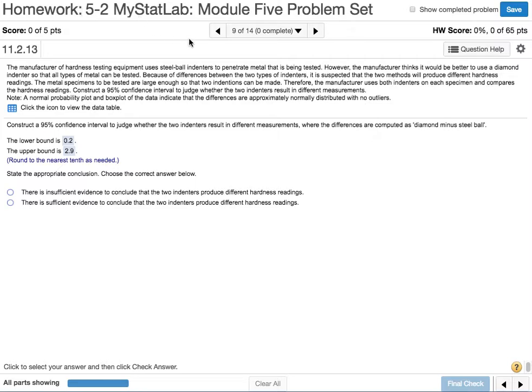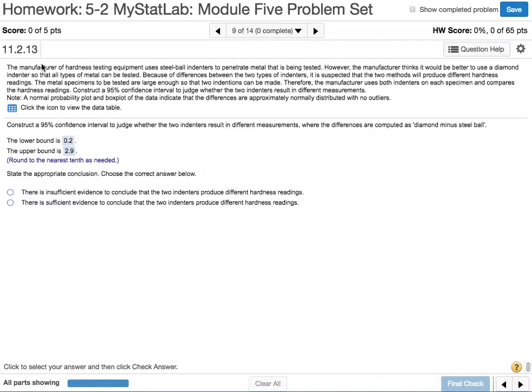It's from Mod 5, problem number 9, 11.2.13. Now these numbers can change, so you could still have problem number 11 be the same as this, or a different one. I think this number is supposed to say consistent, so you might want to look at that.